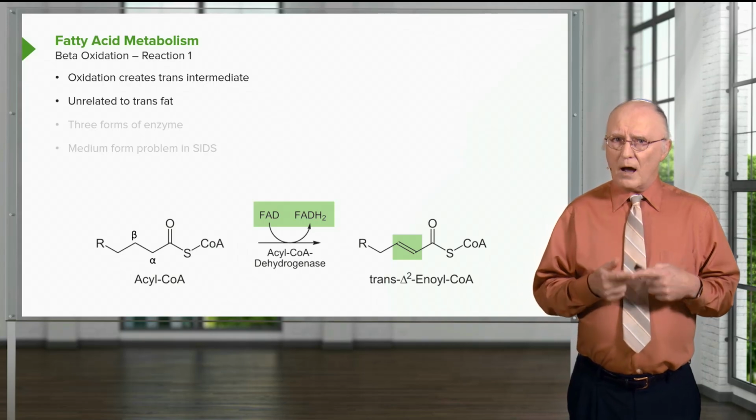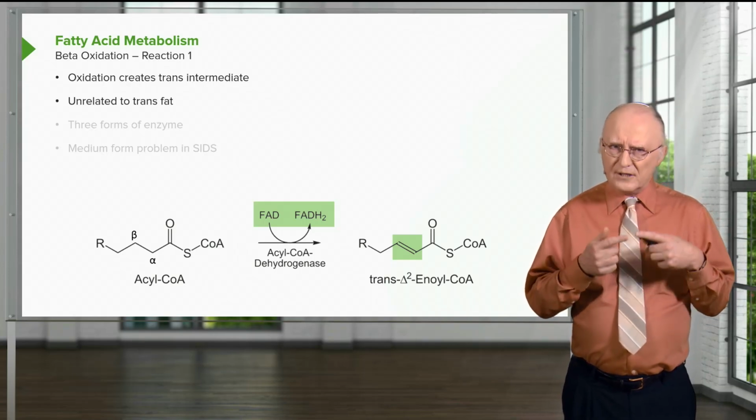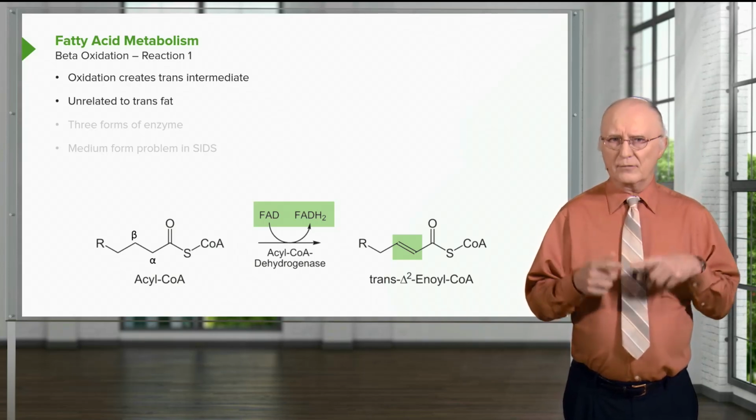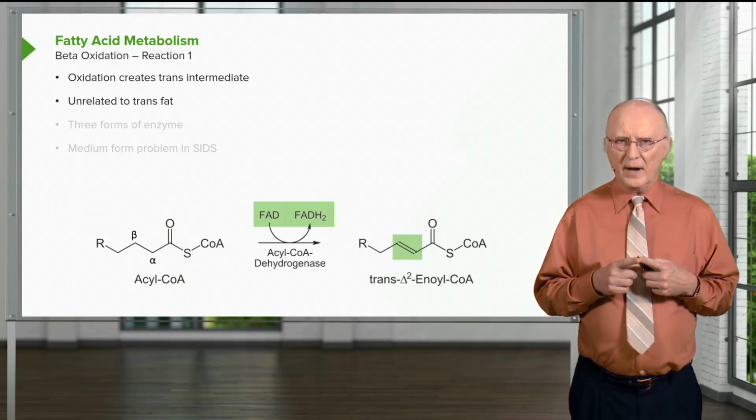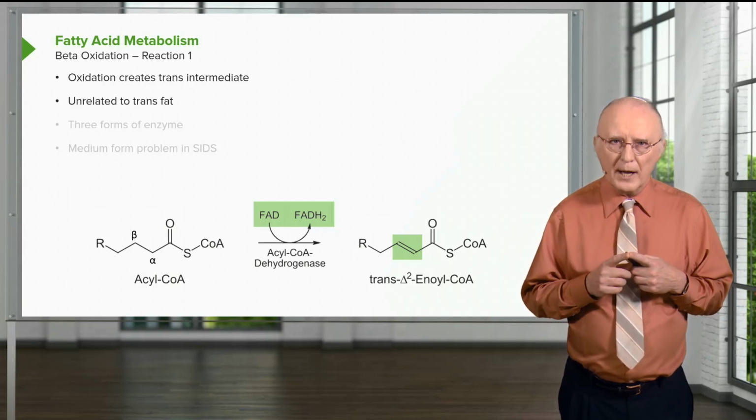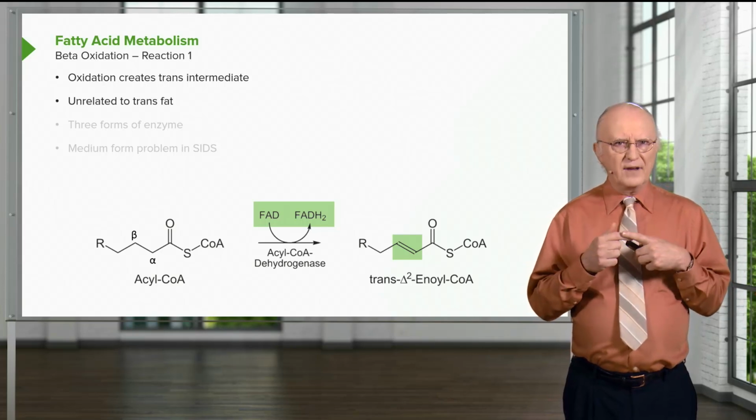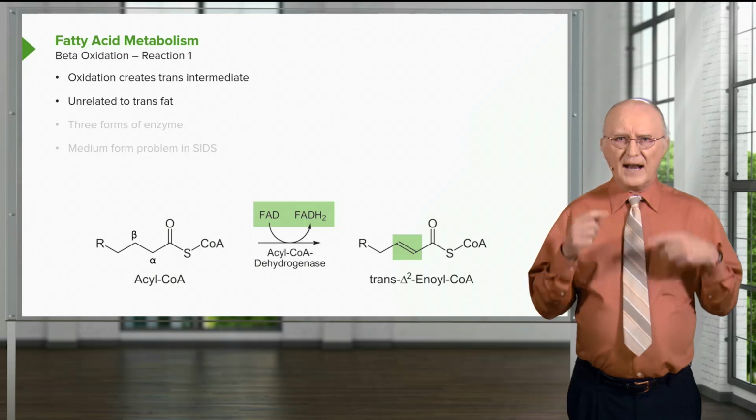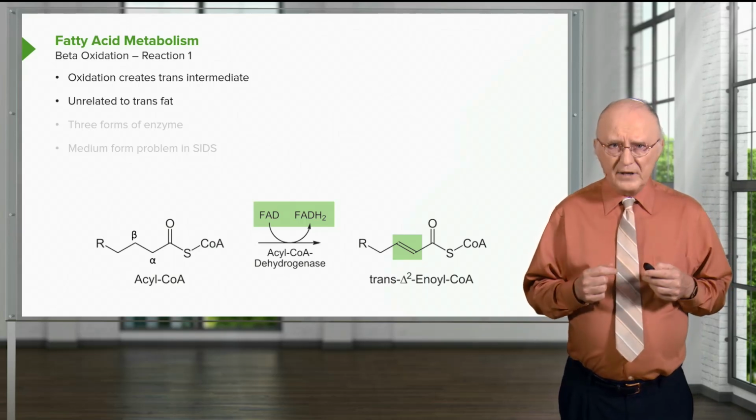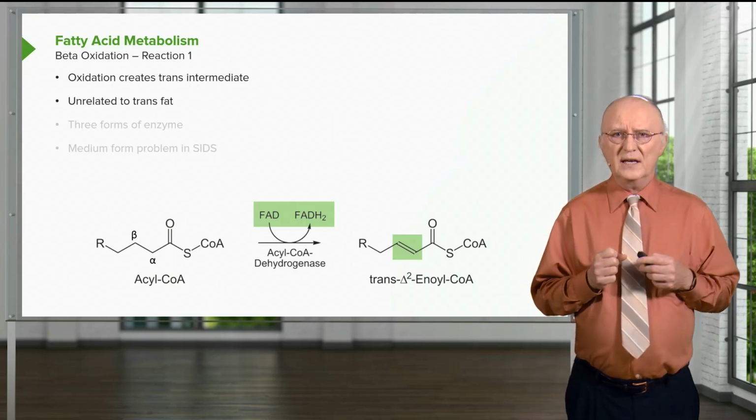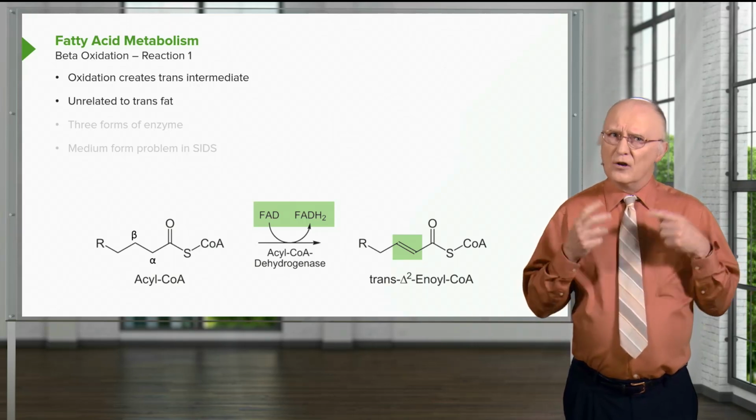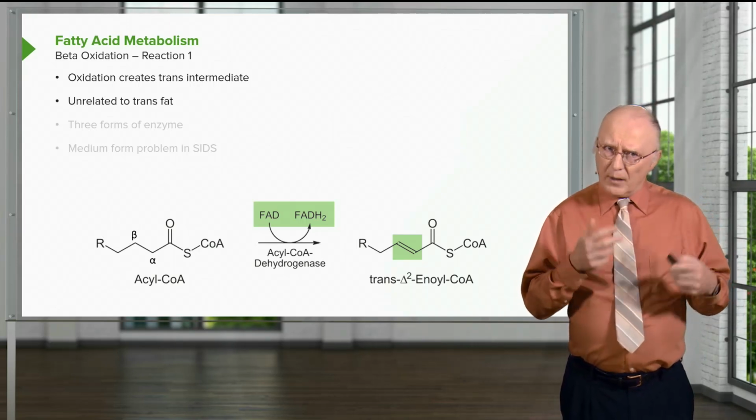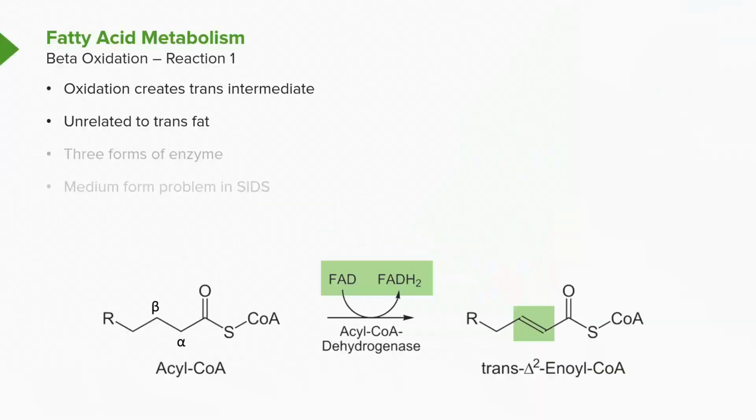The first oxidation is the removal of electrons and protons, and those are donated to FAD to make FADH2. The result of that oxidation creates a trans-bonded fatty acid called trans-delta-2-enoyl-CoA. That name isn't very commonly used, by the way. But the important thing is it's a trans fatty acid, and I note that it's not related to trans fat. Trans fat happens or is made for other reasons. This is a normal intermediate in fatty acid degradation. Trans fat is typically made by chemical treatment of food.